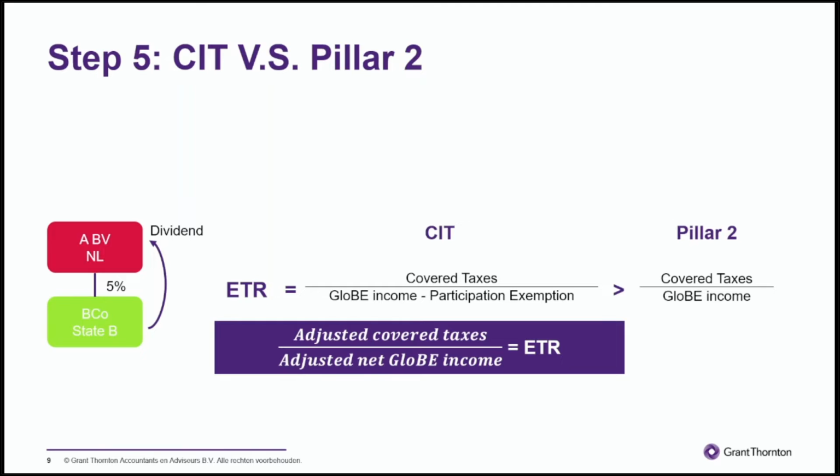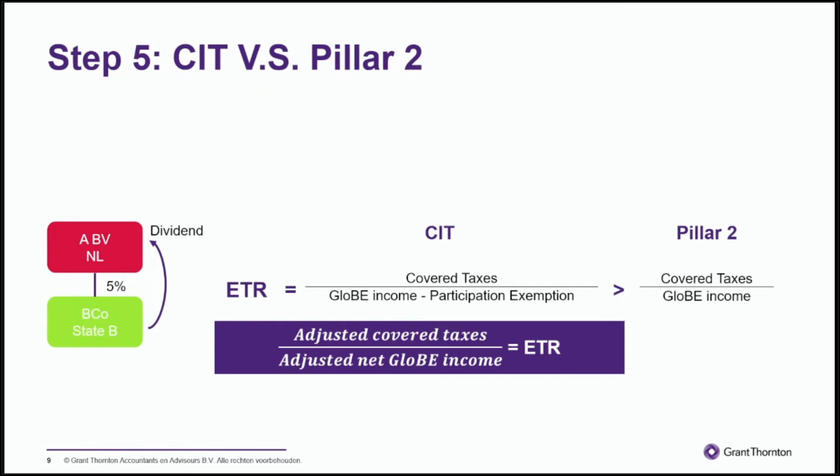There are similarities, but it's its own calculation of your Pillar 2 income. And for Dutch corporate income tax purposes, we have, for instance, participation exemption, we have the innovation box, we have the tonnage regime, we have the tax loss carry forward. There are all kinds of things which are not included in Pillar 2.